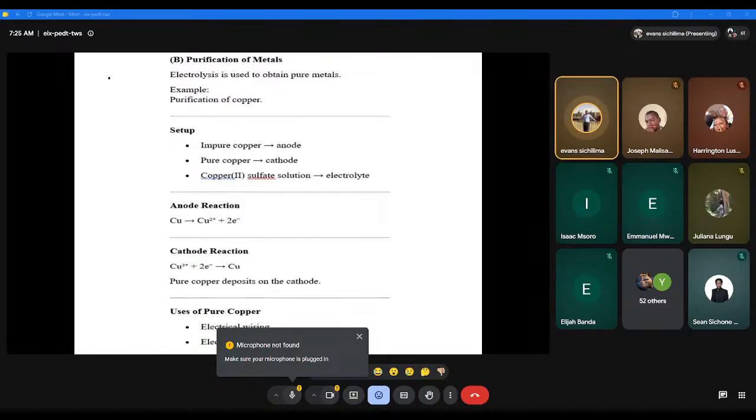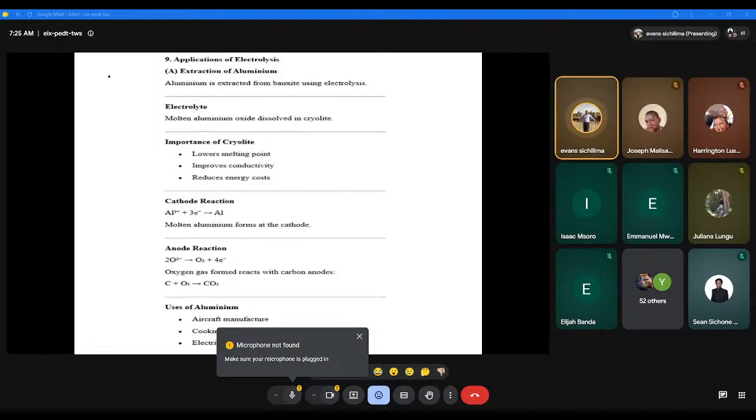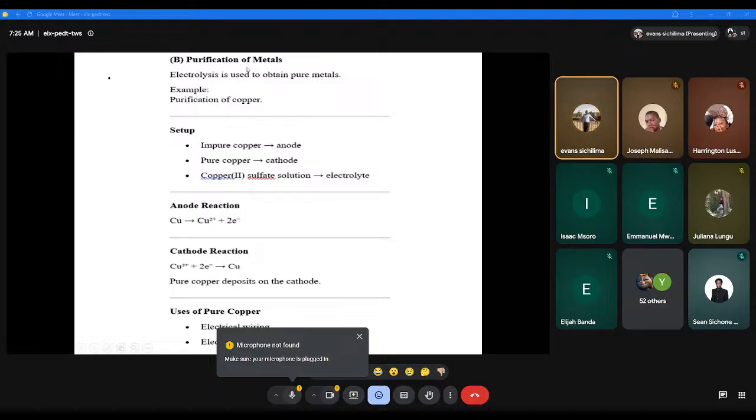B, we have purification of metals. Remember the way I'm using these terms. Here I've said extraction; here it's purification. Don't confuse the two. You'll be required to use correct terms and to be specific to each example. Electrolysis is also used to obtain pure metals, such as the purification of copper. Impure copper is placed at the anode.